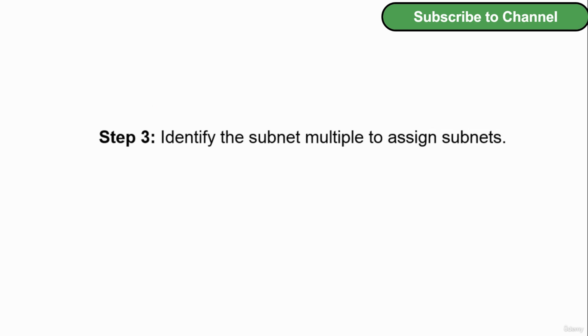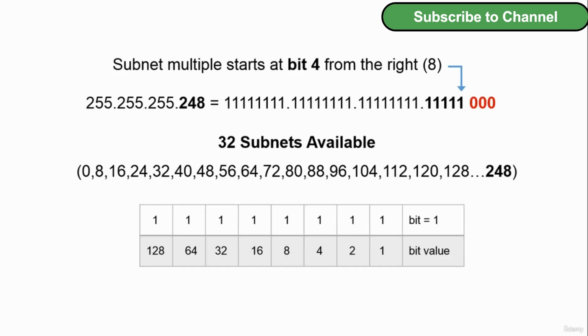So identify the subnet multiple to assign subnets. The subnet mask is /29, so 5 bits past the 24, so there it is there. So 1, 2, 4, and there's 8. So bit position 4 has a value of 8, so that's the multiple right there. So 8, 16, 24, just keep adding 8, and that'll give you the subnets. There's 32 available, as we know from the subnetting table.